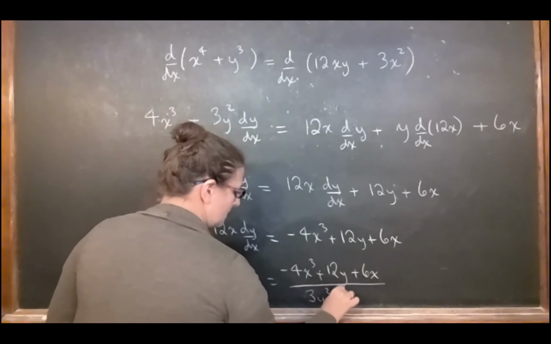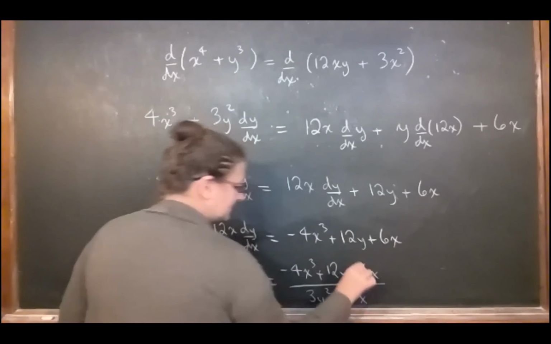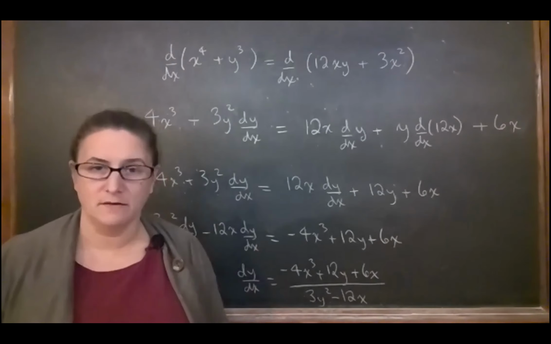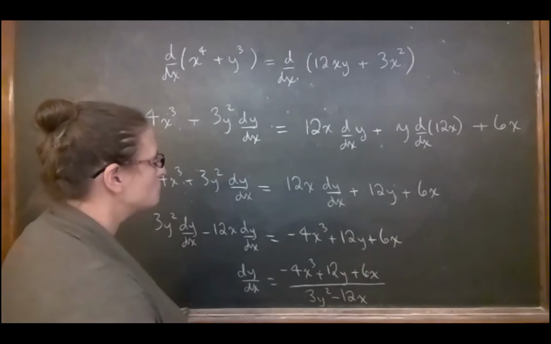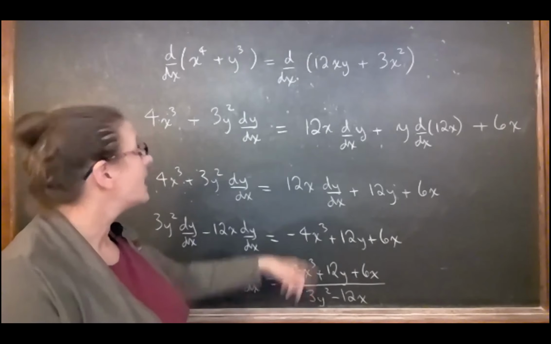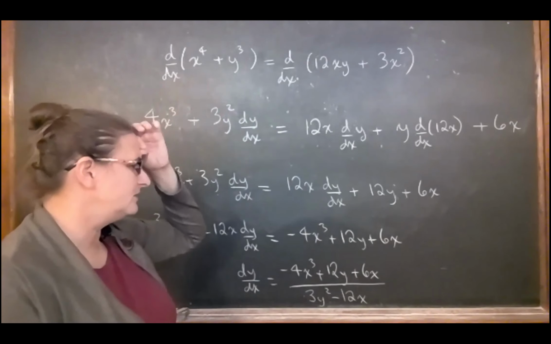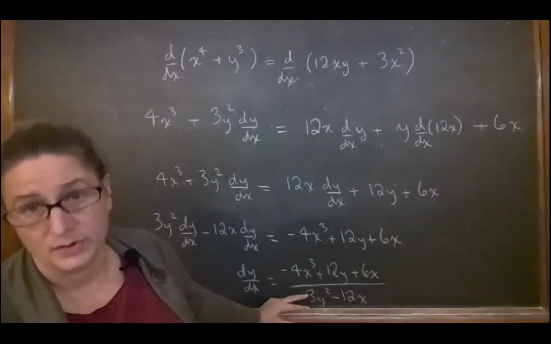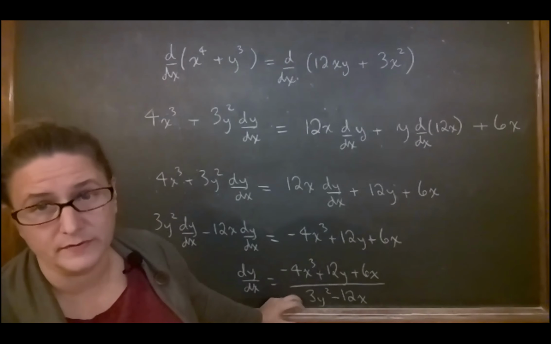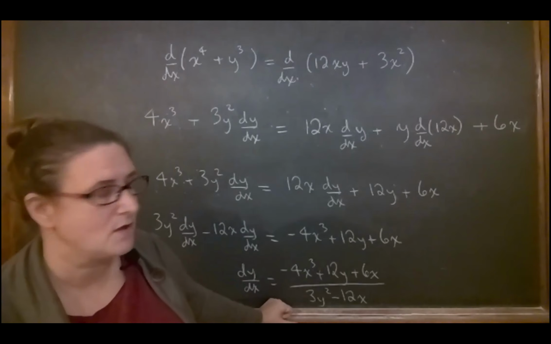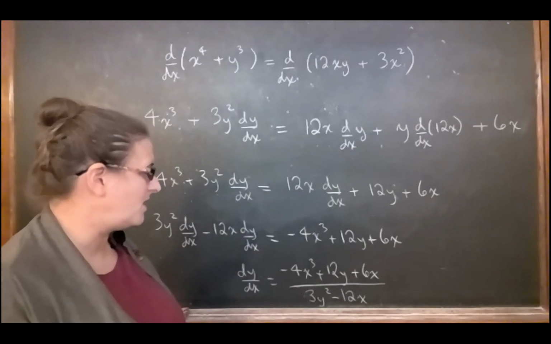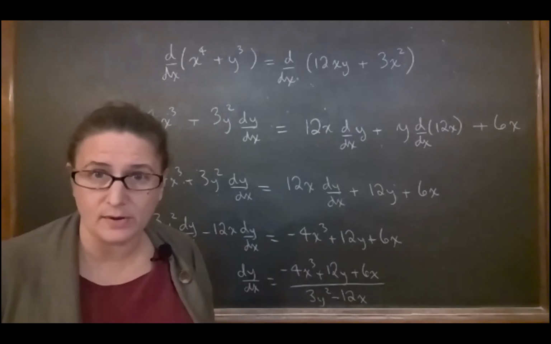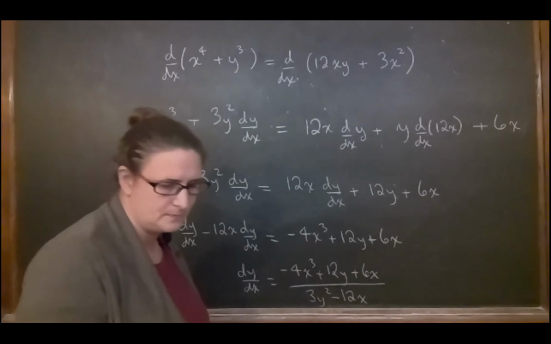3y squared minus 12x. Okay, so this is the derivative of that function. You'll see, again, I started with something that was implicitly defined. It was mixed up, and here I've still got my x's and y's. They're still mixed up. It's not the derivative written as a function of x. It's got x's and y's, but that's what I would expect, and that's perfectly normal.